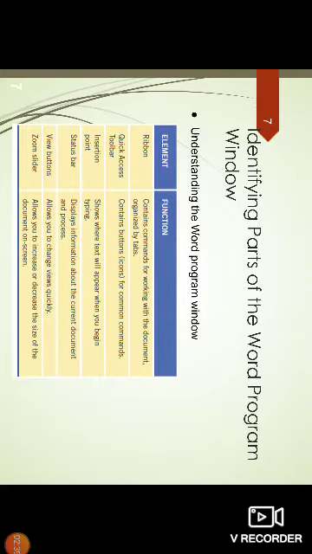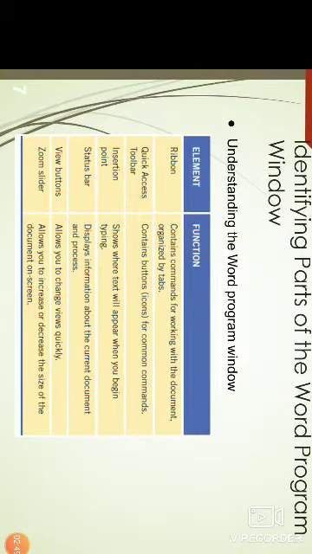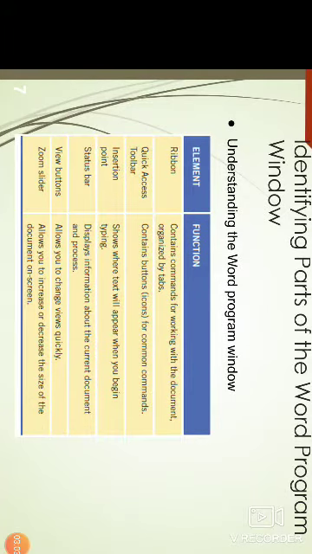So let's identify the parts of a Word program window, that is the Word window. First, understanding the Word program window. The first one is the ribbon here. The function of the ribbon is that it contains commands for working with the document, organized by tabs. The quick access toolbar contains buttons for commands. Insertion point shows where text will appear when you begin typing.